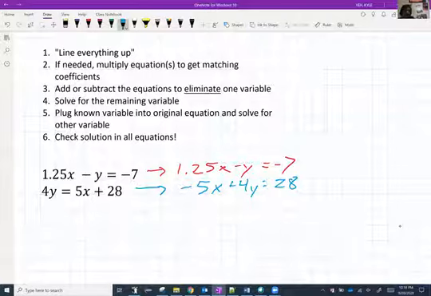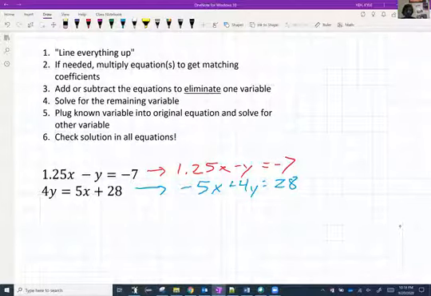So step 2 is the optional one. And in the first example, we didn't need to multiply anything because we had the 4x and we had the negative 4x. And so they were lined up and the same magnitude. On this problem, however, we have 1.25x's and 5x's, negative 5, I should say. So those don't look like they work right off the bat. We've also got negative y and 4y, so those don't look like they match right off the bat. So we're going to need to multiply at least one of these equations.